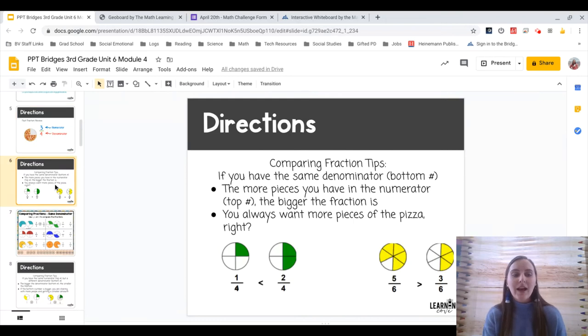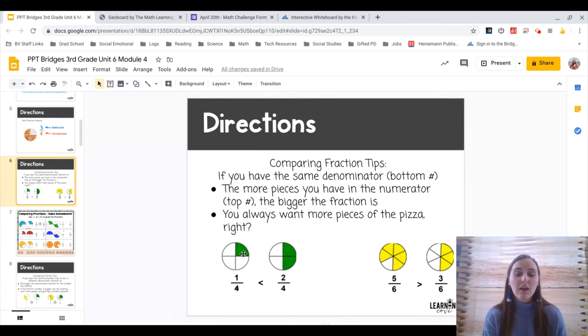Okay, the last part of what we're going to do here today is compare. So we've been able to read fractions. Now I want us to think about comparing them. So if our fraction has the same denominator, the same bottom number like we do here, both of these shapes are split into 4, both of these shapes are split into 6. So my bottom number, my denominator, is the same. If I want to compare them, then all I need to do is look at the top number. The more pieces that are on the top, the bigger the fraction is.